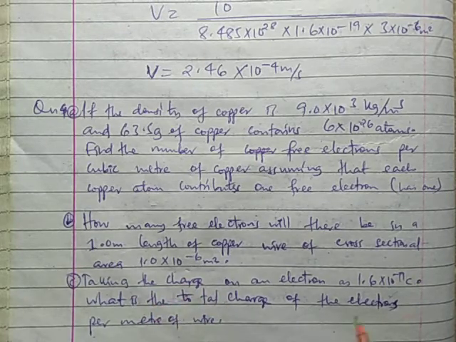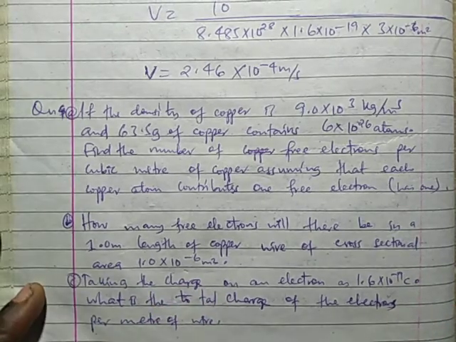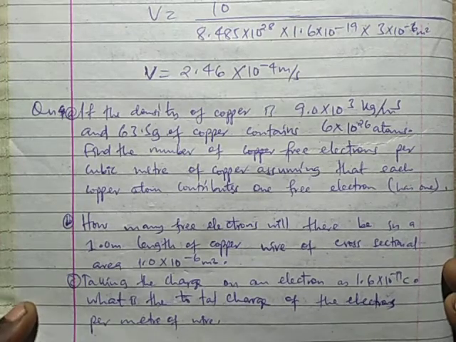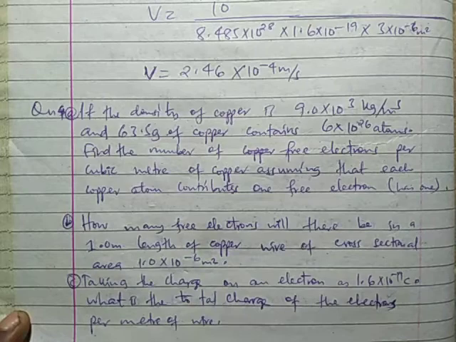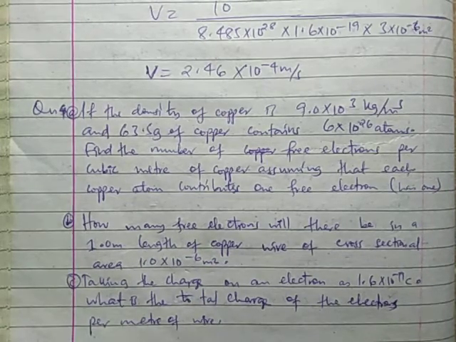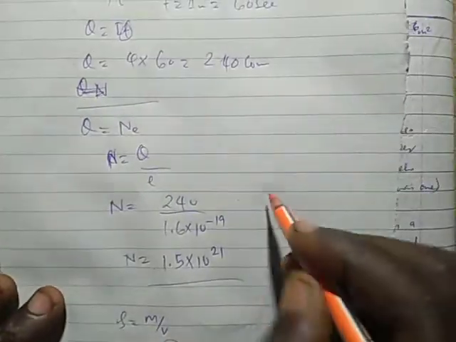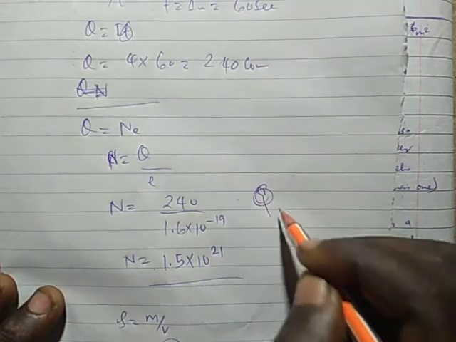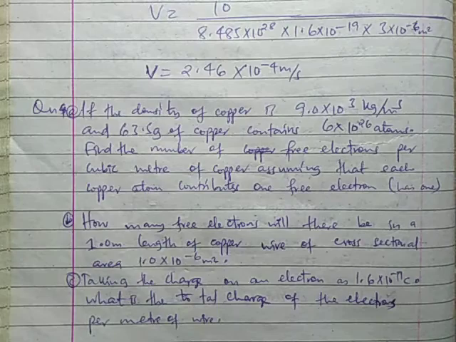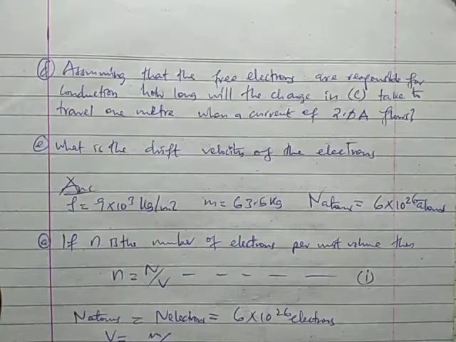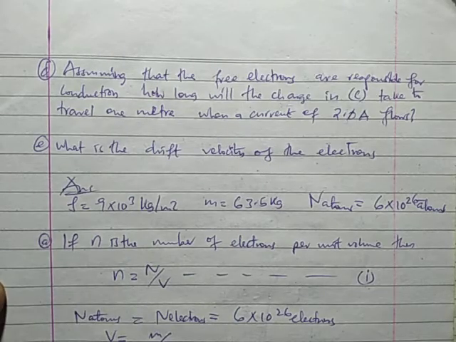Taking the charge on electron ambayo ni hapo. What is the total charge of electron per meter wire of copper, ambayo tumecalculate hapa electron. Maana hii ni charge, quantity of charge Q in this case ni sawa na number of electrons times electronic charge. Kwa hivyo tu, swali litakuwa limeisha. So hii maswali mengine yanaendelea.